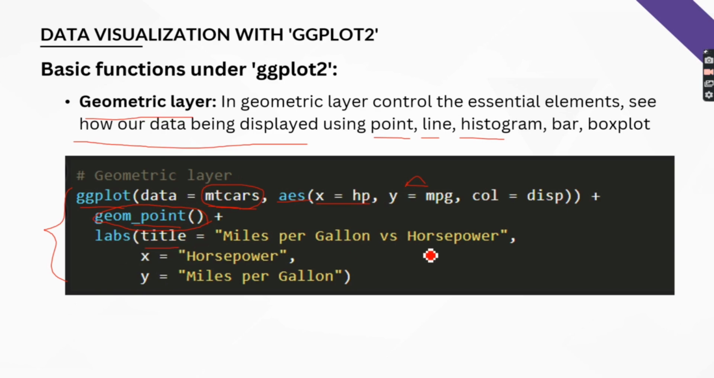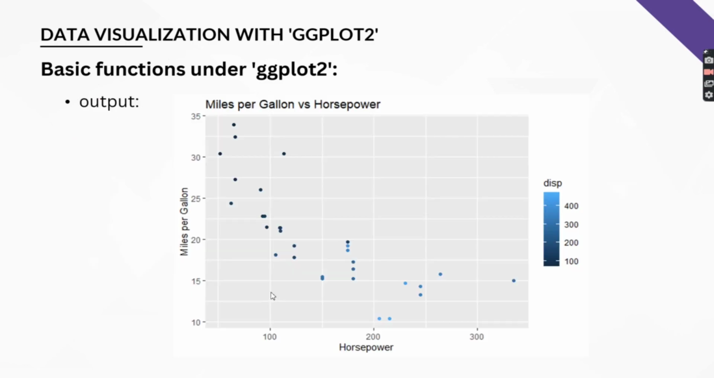Title is miles per gallon versus horsepower, where x name is horsepower and y coordinate name is miles per gallon. Let's see how it will look like. It will look like this. Miles per gallon, we named it. Horsepower, we named it. Miles per gallon versus horsepower, we named it inside title. And this is how it's going to look like. And this is the column display that we showed earlier.